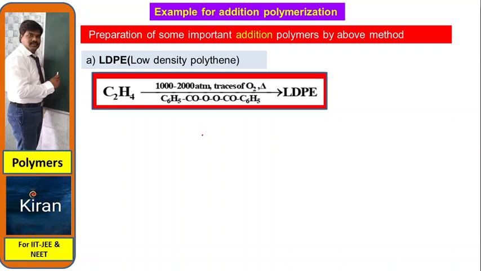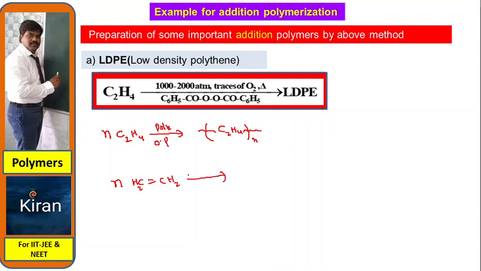But polyethylene, how can we represent it? N molecules of C2H4 undergo polymerization in the presence of organic peroxide. What will you get? C2H4, and you have to put these curved lines like this under N. N CH2 double bond CH2, this is the polymerization process in the presence of organic peroxide. You are getting CH2 single bond CH2. The bond will be open like this, taken N.